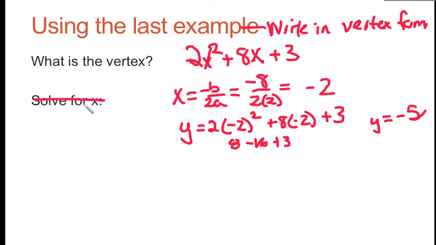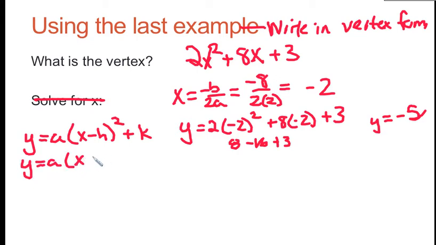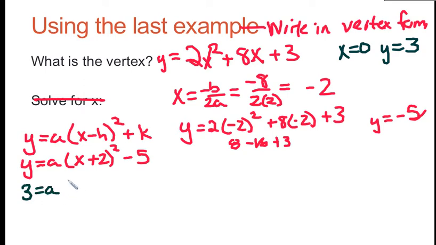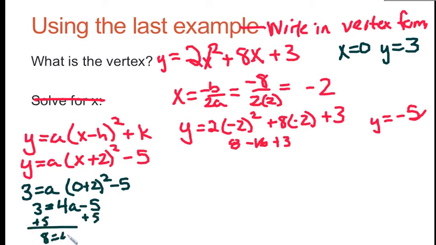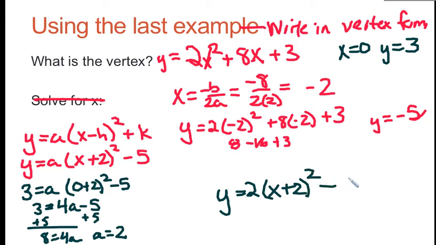So our equation, cross that out. Sorry, this is a mess. y equals a times x minus h squared plus k. We have our h and k, so y equals a times x, since it's minus negative 2, plus 2 squared minus 5. But we have to figure out that a value. So we need some other coordinate that we can plug in here to find a. Well, we just need another x and y. So what about when x is 0? 0, 0, y equals 3. So that's pretty easy. We could plug in 3 equals a times 0 plus 2 squared minus 5. So 3 equals 4a minus 5. So 8 equals 4a, so a equals 2. So our final equation would be 2 times x plus 2 squared minus 5.